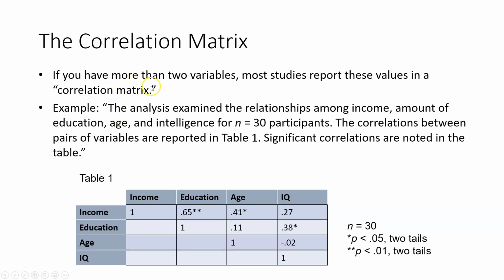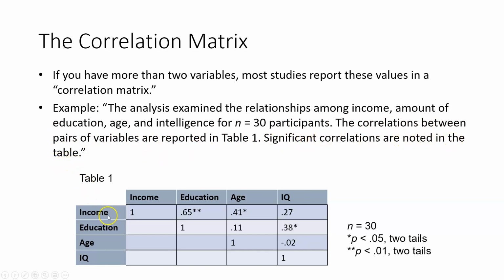Now, if you have more than 2 variables that you're computing the correlation for, most studies report these values in what's called a correlation matrix. We put the values inside this table where the variables that you're correlating together fall along the rows and also along the columns. So you might start your sentence something like, the analysis examined the relationships among income, amount of education, age, and intelligence for 30 participants. The correlations between pairs of variables are reported in Table 1, and significant correlations are noted in the table.